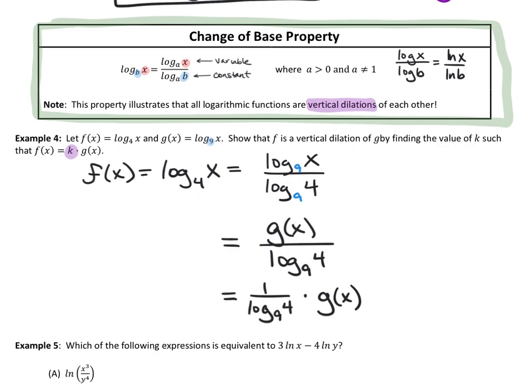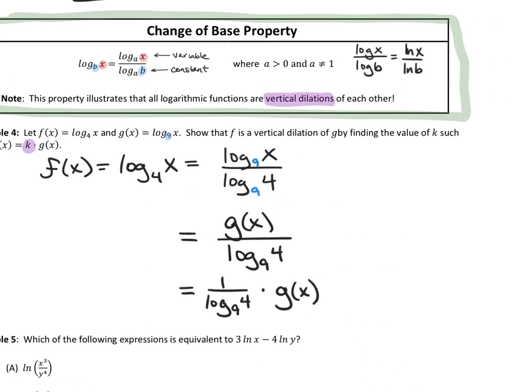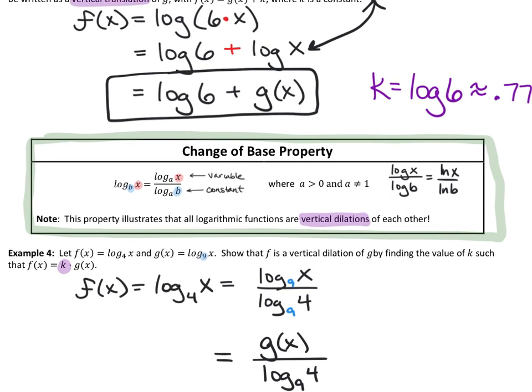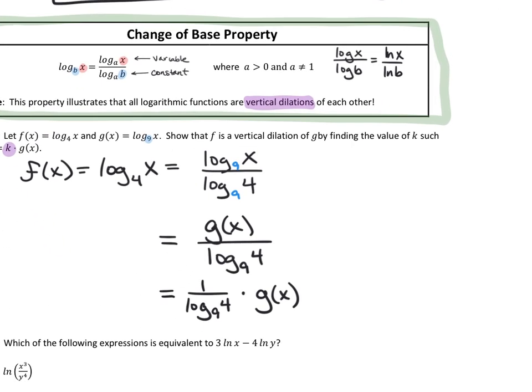Now I can see my vertical dilation. Just like in example 3 where we said k is the stuff without variables, in this problem we also say k is going to be the stuff without variables. 1 over log base 9 of 4. That is what I'm multiplying the g of x function by to create f of x. So you have to get them to relate to each other the same way we did in example 3. This one just utilizes the change of base formula to make that happen.